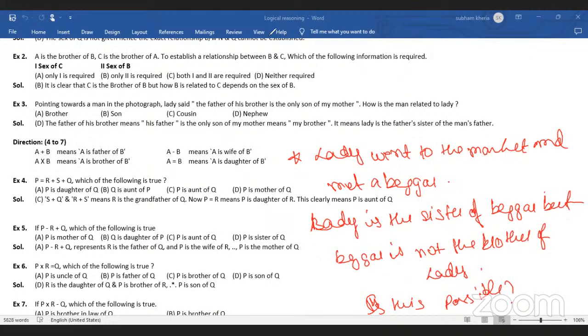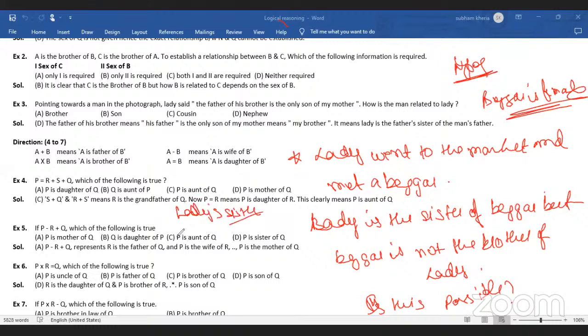Others, jaldi, we have to go to the different chapter also. Direction. क्या कर रहे हो यार? It will be no. Why? Sorry, it will be yes. Why? नहीं, इतना बुद्धि नहीं. Beggar is female. Beggar is the lady's sister. जरूरी थोड़ा ना beggar male ही हो. The lady is the sister of the beggar and the beggar is also the sister of the lady. She is not the brother.